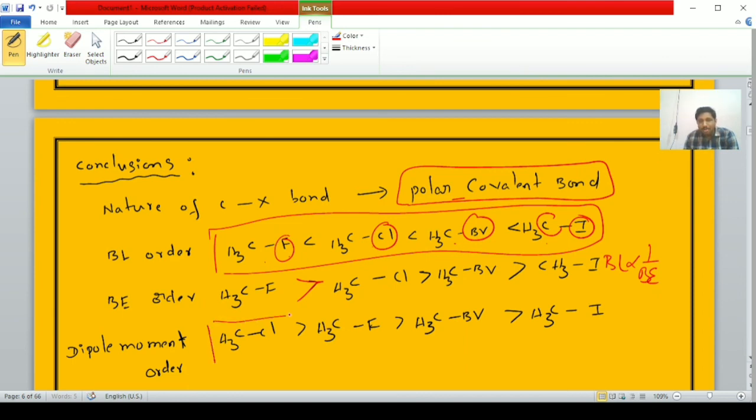The dipole moment of methyl halides follows an exceptional order. Chloromethane has a higher dipole moment than fluoromethane, than bromomethane, than iodomethane, because even though fluorine has the highest electronegativity, the bond length is less. Hence the product of the distance and charge will be less. Therefore the dipole moment of fluoromethane will be less when compared to chloromethane.